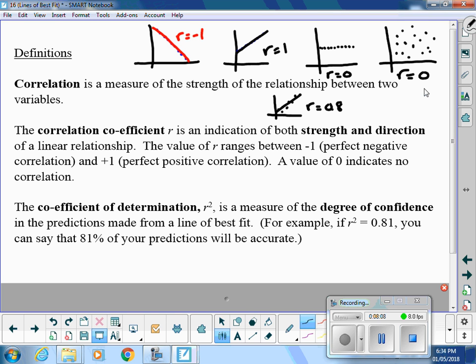So again, when you have perfect correlation, determination is 1, because all the points were on the line, and I'm sure that if I use my line of best fit, it would turn out the way I expect it to.